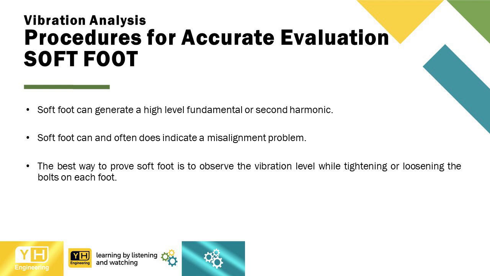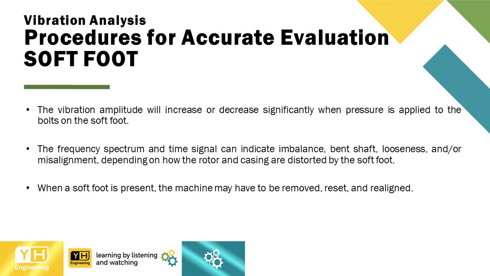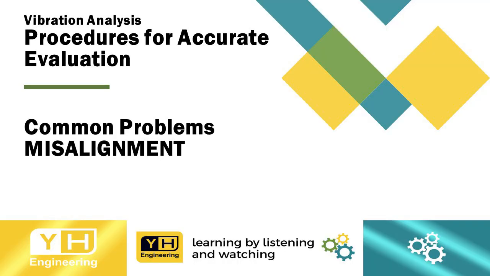The vibration amplitude will increase or decrease significantly when pressure is applied to the bolts on the soft foot. The frequency spectrum and time signal can indicate imbalance, bent shaft, looseness, and/or misalignment, depending on how the rotor and casing are distorted by the soft foot. When a soft foot is present, the machine may have to be removed, reset, and realigned. Vibration analysis.